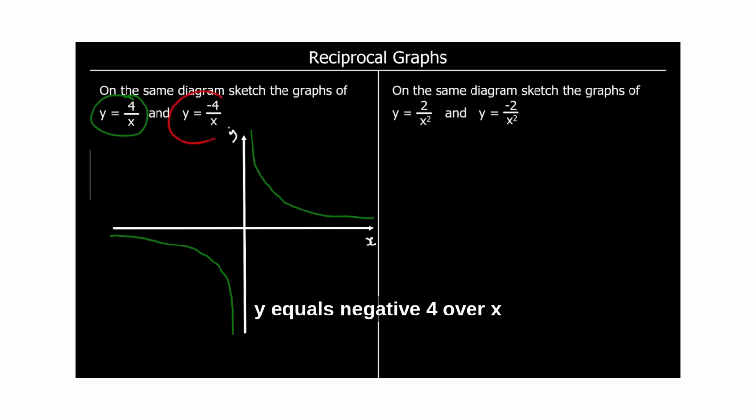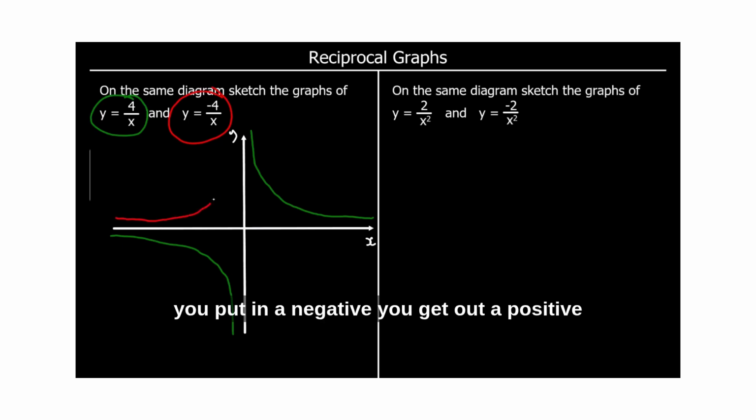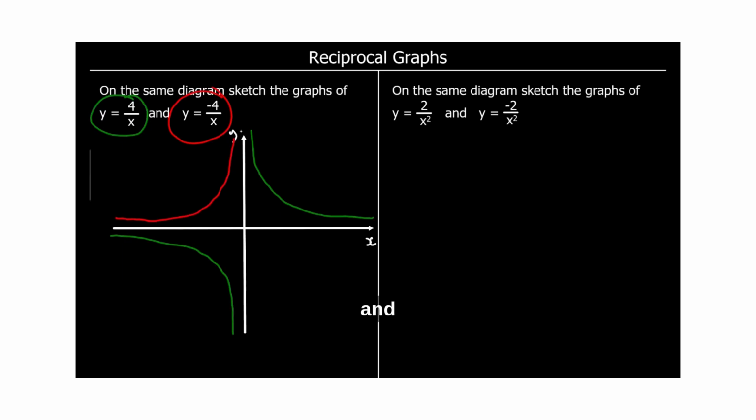For y equals negative 4 over x, if you put in a negative, you get out a positive. So when x is negative, y is positive. And if you put in a positive, you get out a negative. Have a go at this one.